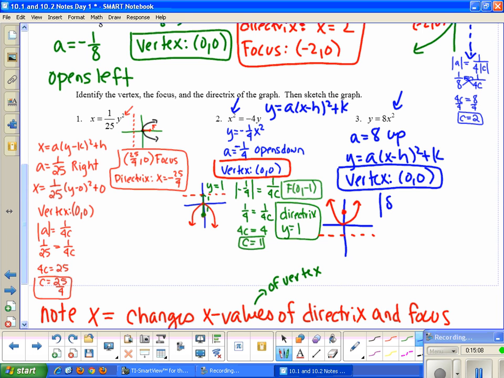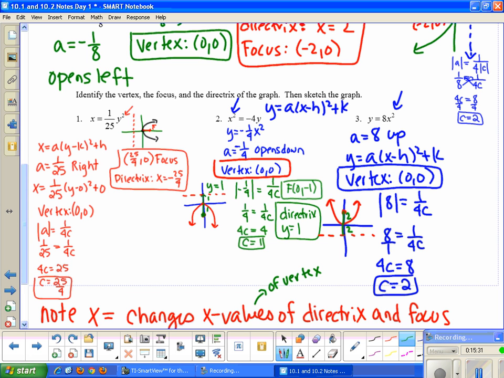So the absolute value of A, which is 8, equals 1 over 4C. So 8 equals 1 over 4C, and it's really 8 over 1. So cross multiply and you get 4C equals 8. So C is equal to 8 divided by 4, which is 2. So the distance from here to here is 2, and the distance from here to here is also 2.